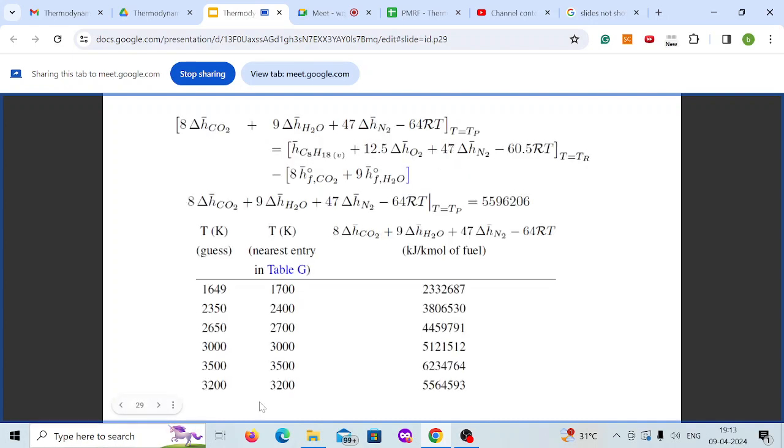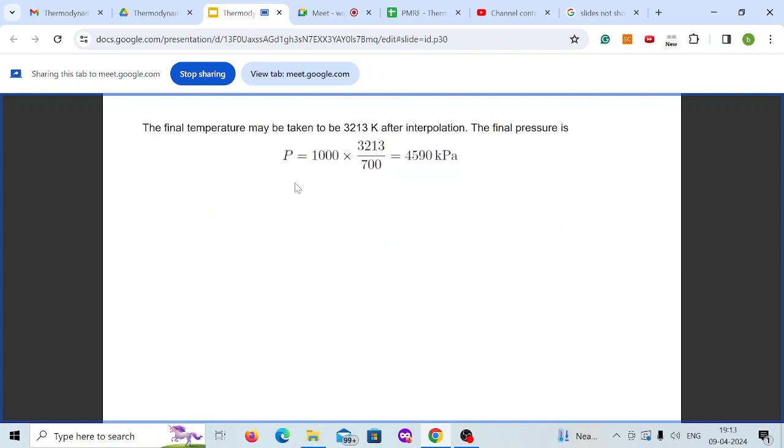Now you know the temperature, you need to find the pressure. Because this is occurring at constant volume, initial P by T equals final P by T. So P by the final temperature, 3213, equals 1000 kilopascal initial divided by 700. So your P can be written as 1000 into 3213 divided by 700, which gives you 4590 kilopascal. So this is the final pressure of the product.